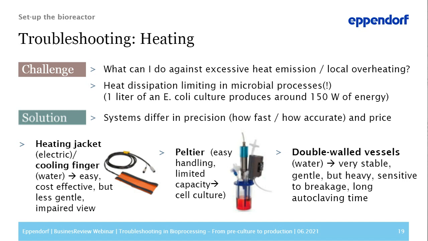Just to give you a rough idea, about 1 liter of E. coli produces about 150 watts of energy. So if you remember the heat of an old 100-watt light bulb, you can imagine that if this heat wouldn't be controlled, it would end up harming your cells. Which is why the heat load should be calculated, taking into consideration the heat production rate, the reactor liquid volume, the specific growth rate of your cells, biomass concentration, as well as your yield.